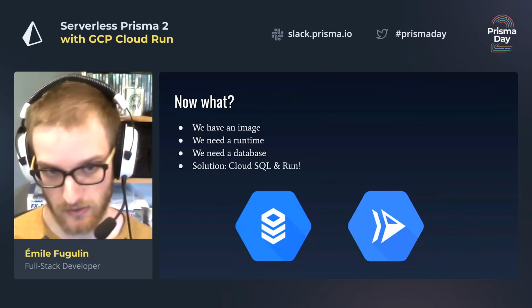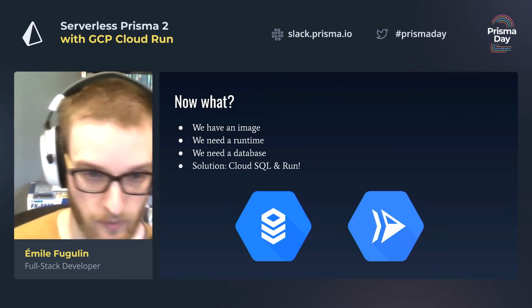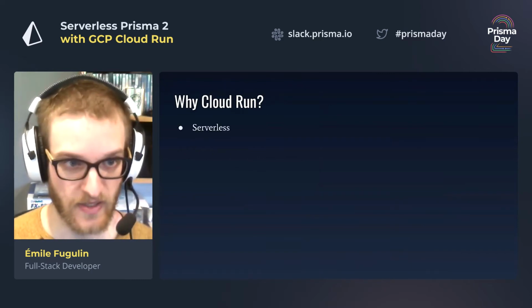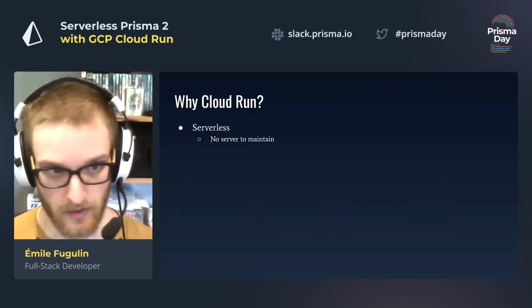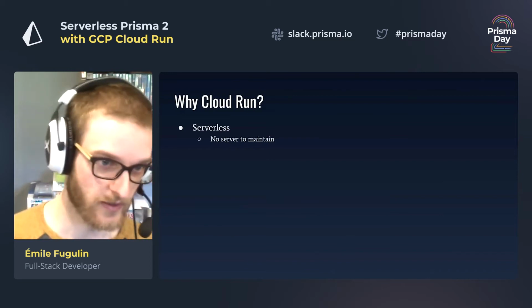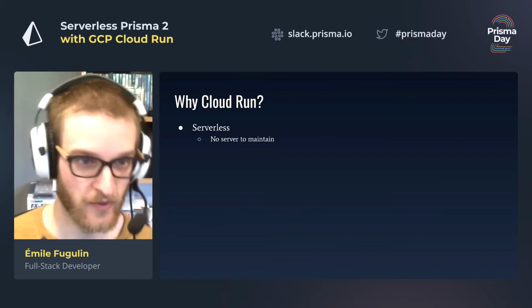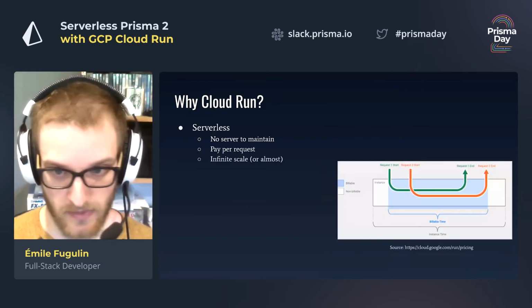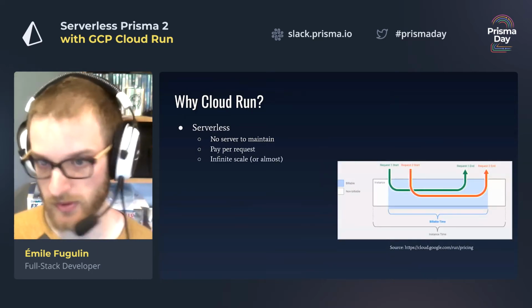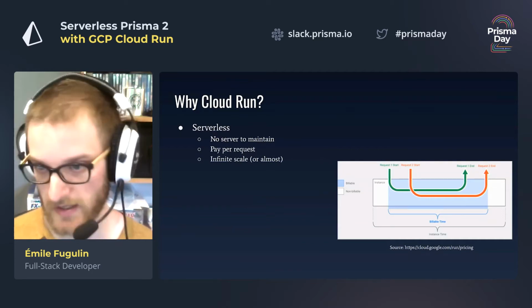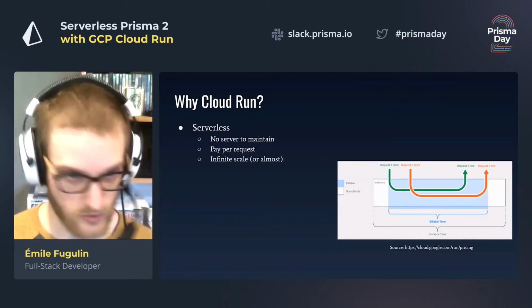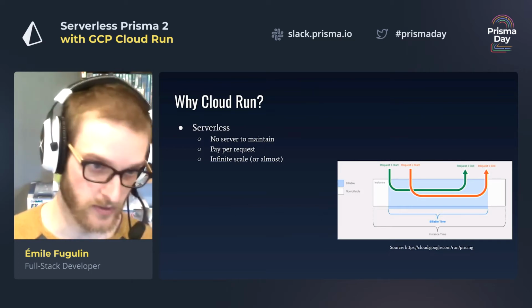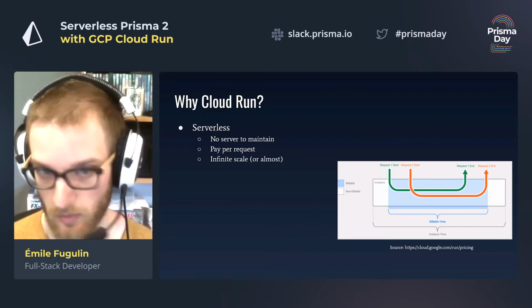is to use Cloud SQL and Cloud Run, which are both products of GCP. So why Cloud Run? It's a serverless platform, meaning you don't have a server to maintain. There is still a server despite the name, but you don't have to maintain it. It's also pay-per-request. That means you start paying when your first request comes in and you stop paying when your last request comes in. So if you have low traffic or if you're a startup, it's a really great way to save money. Or if you have just a small project.